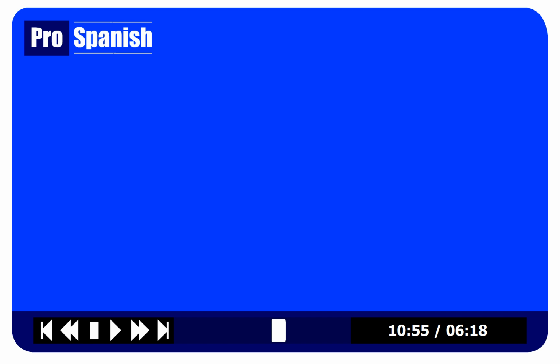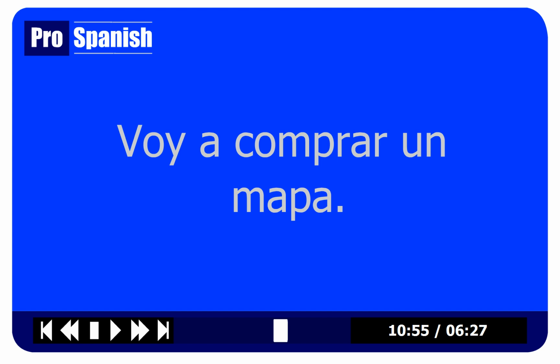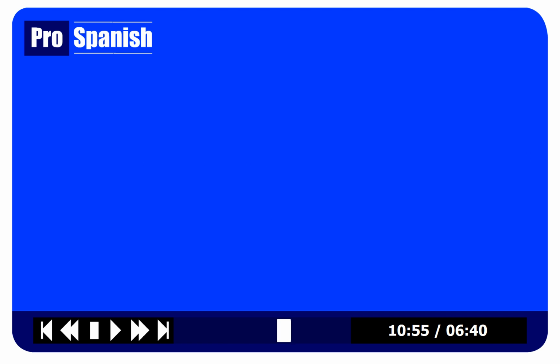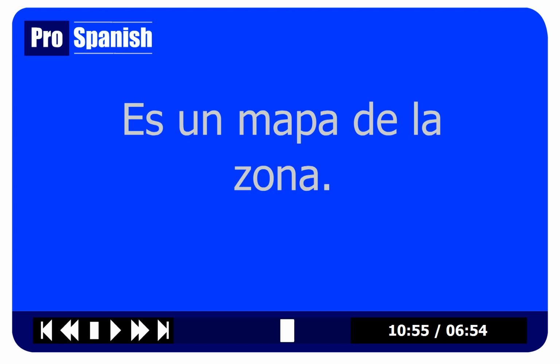How would you say, I'm going to buy a map? Voy a comprar un mapa. How would you say, it's a map of the area? In case you're not sure, the word for of is de, D-E. So it's a map of the area. What would that be? Es un mapa de la zona.